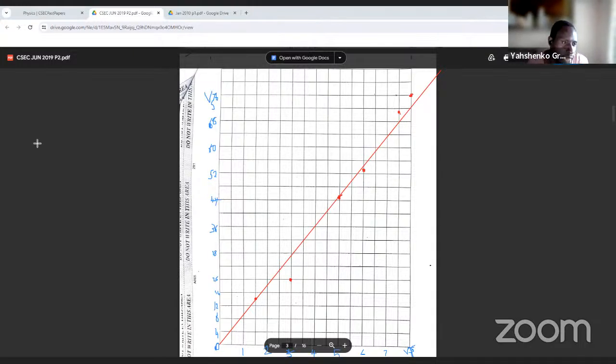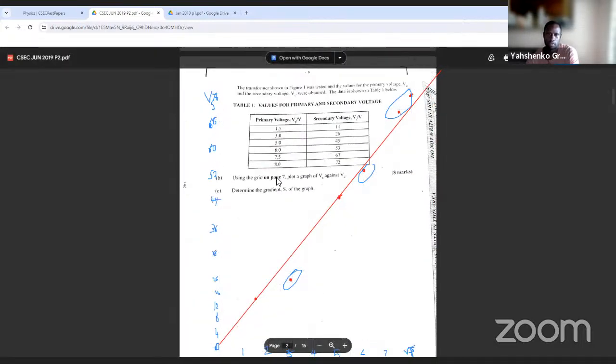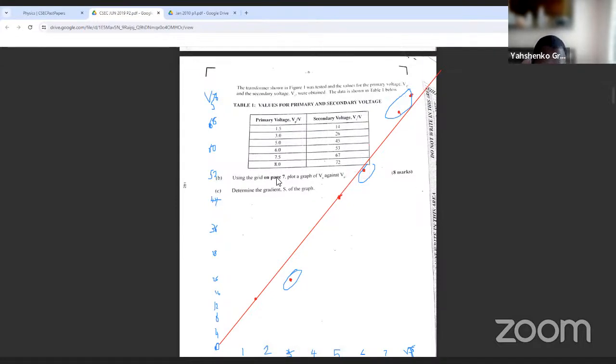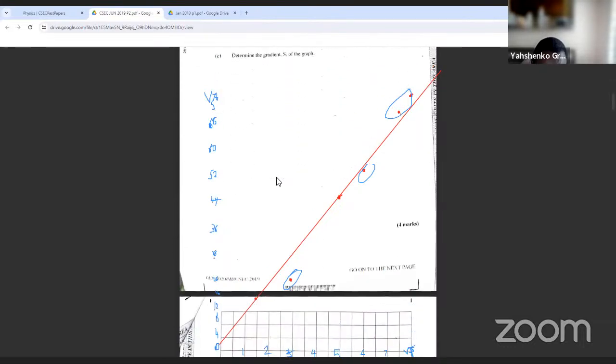What do I mean by that? So notice we have these two above the line and we have this one and this one below the line. So you have to try and make it evenly distributed about the line, all right? Now, this is our graph of best fit drawn from this. The question that they asked next was, using the grid on 7, plot a graph of the, all right, so we get 8 marks for that plot. Determine the gradient S of the graph. So we're going to come to determine the gradient now.